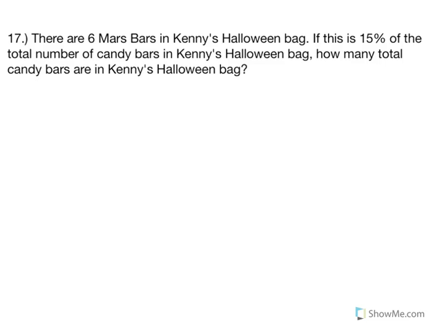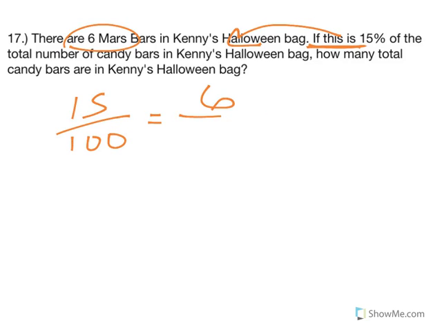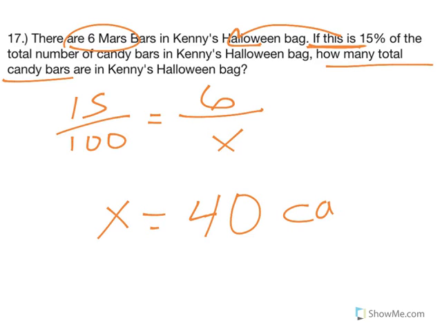So, number 17, the last one here in this problem. There are 6 Mars bars in Kenny's Halloween bag. If this is 15%, okay, so I've got 15%, that's percent over 100. If this, again, it refers back to what we just talked about, which was 6. So 6 is the part. How many total? I don't know. So cross multiply and divide. Kenny's got 40 candy bars in his bag.